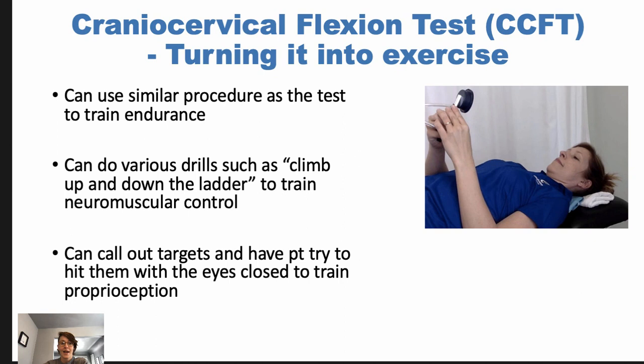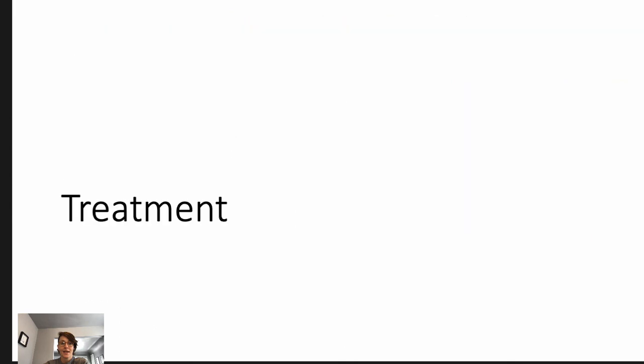We can easily turn this into an exercise. We're not on to treatment yet, but they can do various drills like go up to 24 and come back down, go to 26, go back down to 22, because this is much more of a motor control exercise. It's likely that most people are able to do that motion, but are they able to do it in a manner where they're really controlled? So you can call out targets and have them train that. Really just training proprioception here, right?